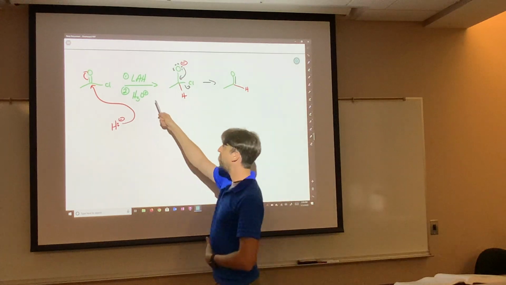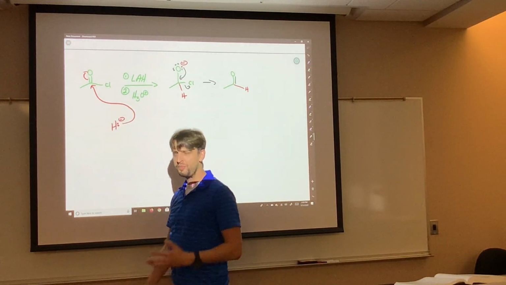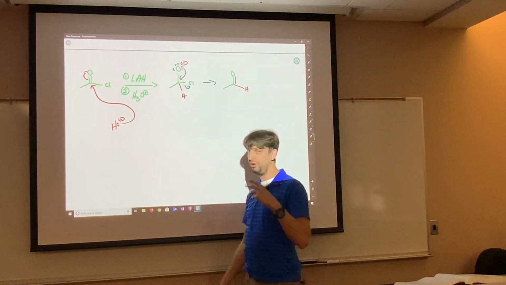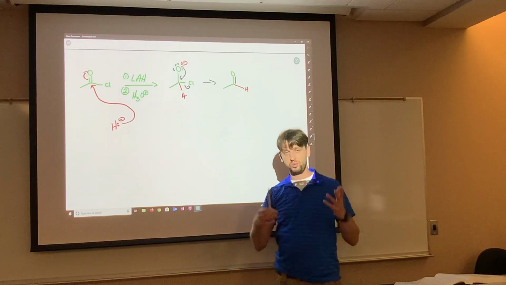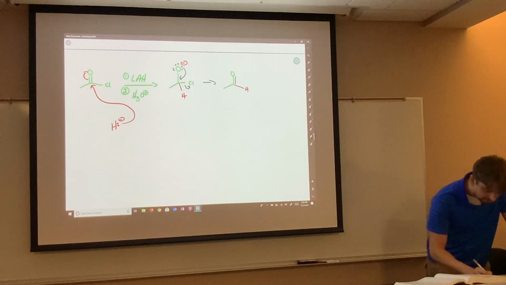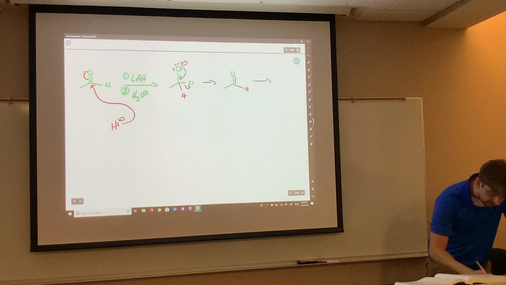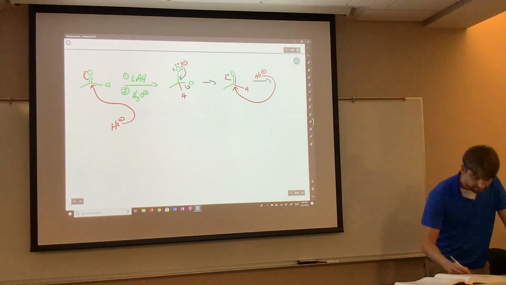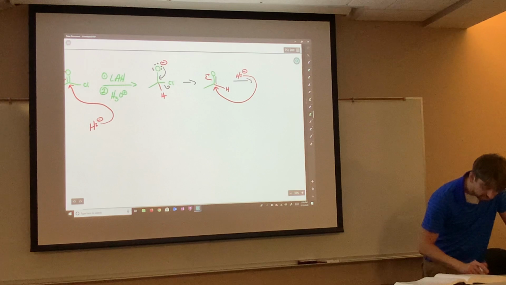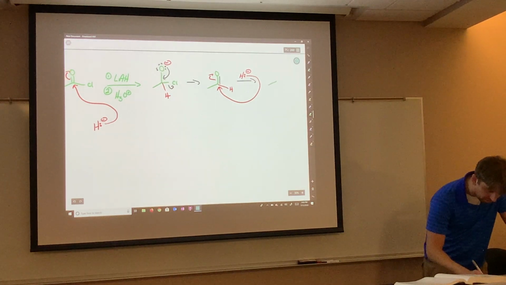And remember with LAH, we've always got an excess of this around. We've got 4 equivalents of hydride for every 1 equivalent of LAH, and we've only used 1 of the hydrides. Now we've got an aldehyde around. What's going to happen? The same thing's going to happen again. We're going to bring in another H minus, where we open the door. I'll draw it here explicitly for you guys this one time just to hopefully get my point across. There's this, here's the other hydrogen.